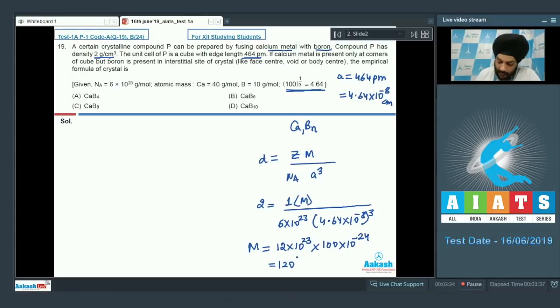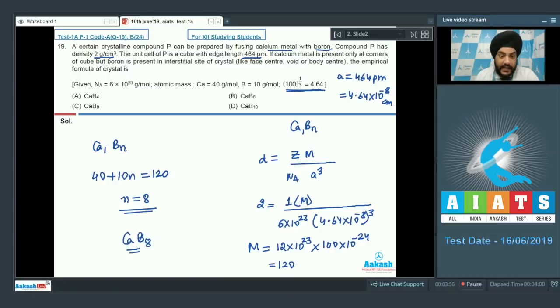So students, if we talk about the molar mass, we have 1 calcium and we have n boron atoms. So 40 plus 10n should be equal to 120, which on solving gives us a value of n equal to 8. So the formula for the solid is CaB8, which is given correctly in the C option. So for this question, we have to mark the correct answer as option C.